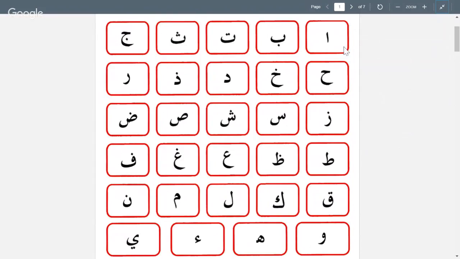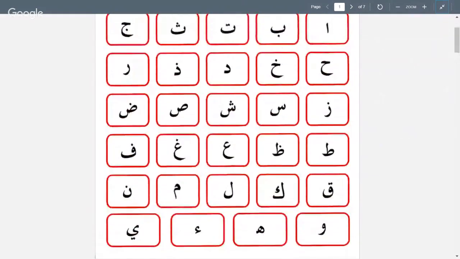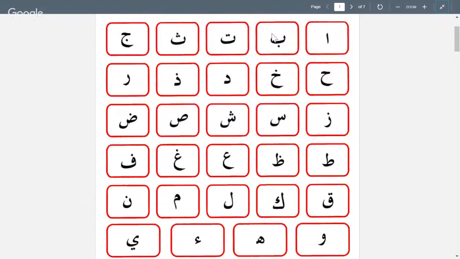Another thing I want to point out, and you probably have noticed this when you were writing the letters, is that although there are 28 letters, there are only 17 different shapes of letters, because several letters have the exact same shape. For instance, we have the letter ba, ta, tha, and to some degree, even the letter noon. All of these basically have that rounded shape. The only difference between those letters are the number and placement of points. So ba has 1 point down, ta 2 points up, tha 3 points up.